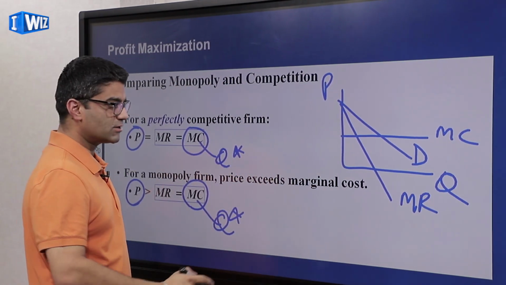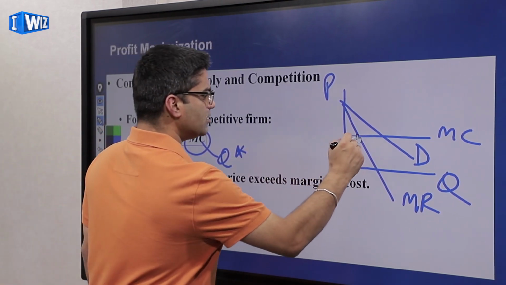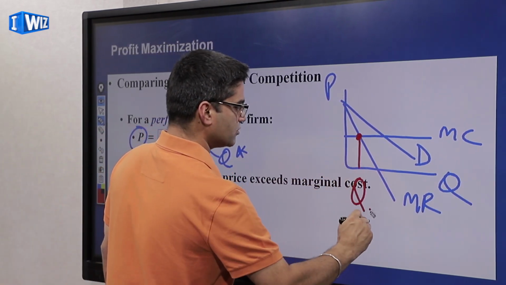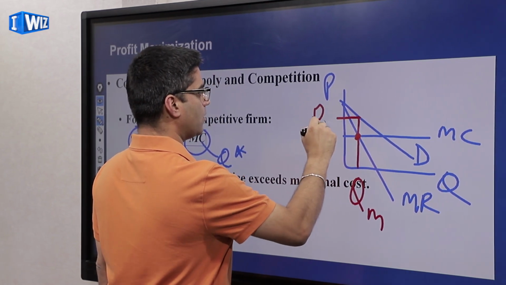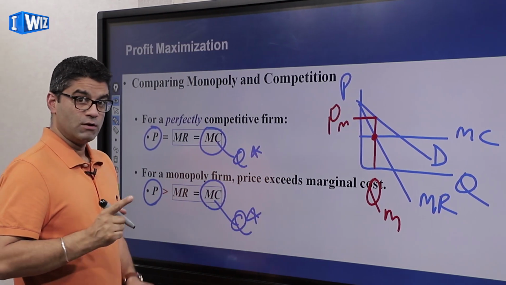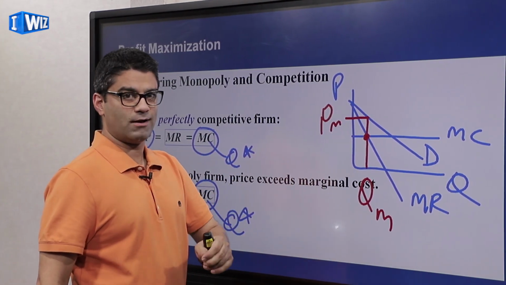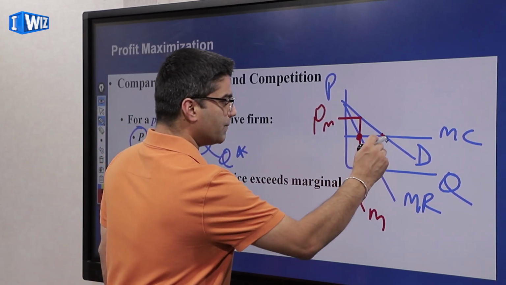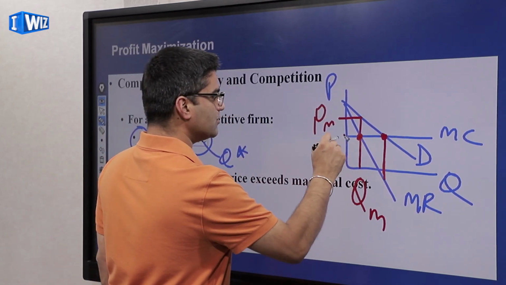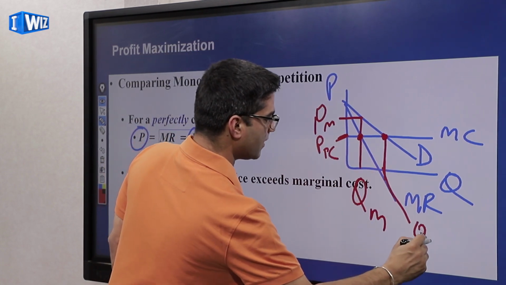So for a monopolist, we first say, okay, let me change the color. This is where a monopolist produces, and then you take it straight up to the demand curve. This is the price a monopolist charges. For perfect competition, if you remember, MC also represented their supply curve. So for a perfectly competitive market, they will produce this quantity and charge this price. And this is the quantity by perfect competition.